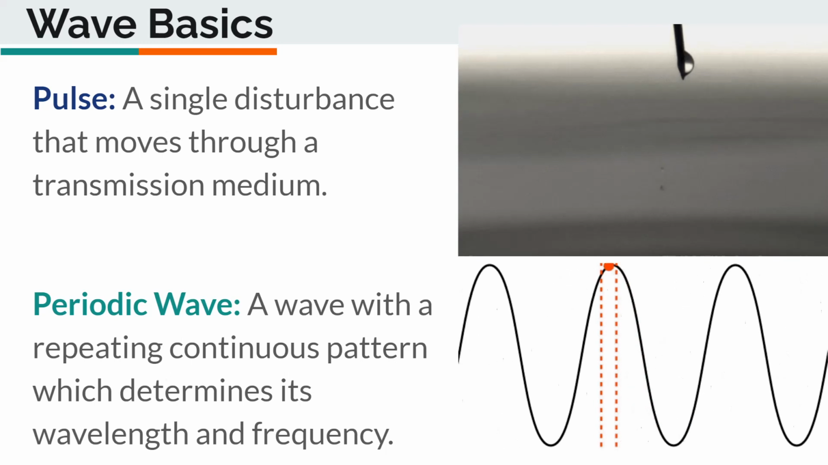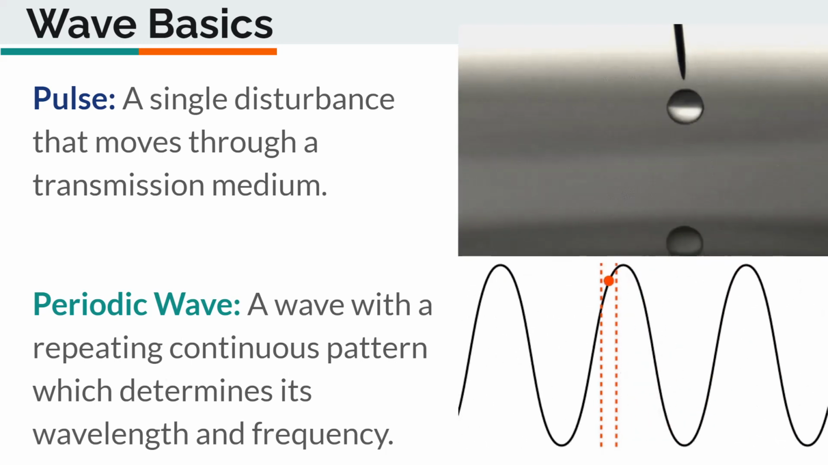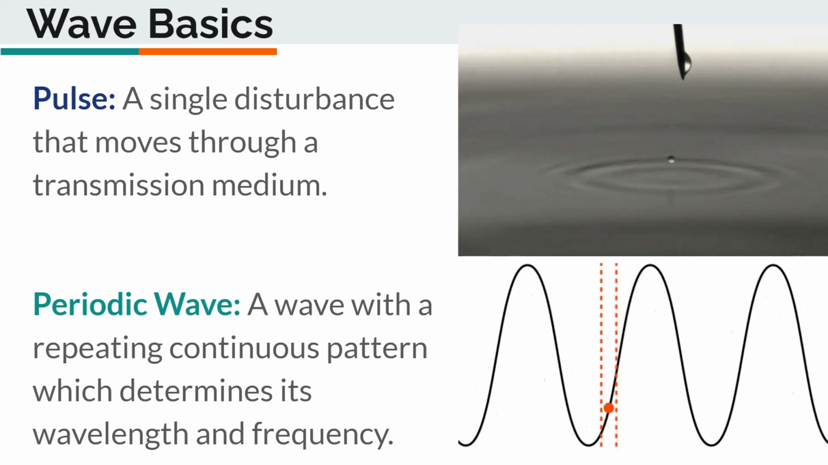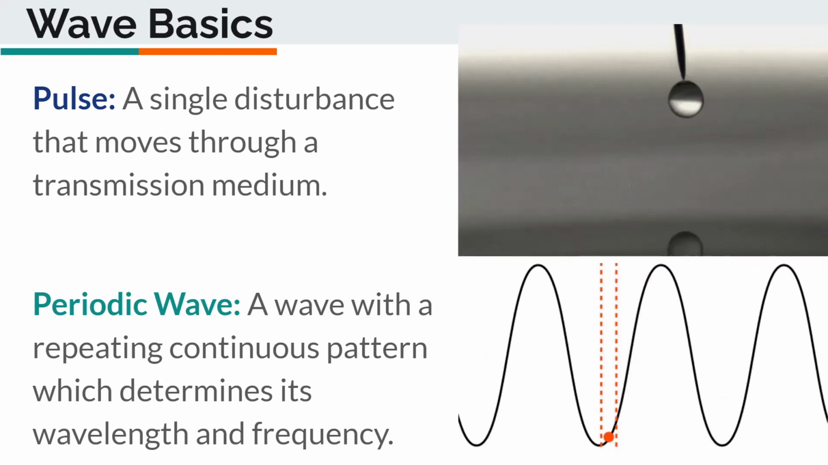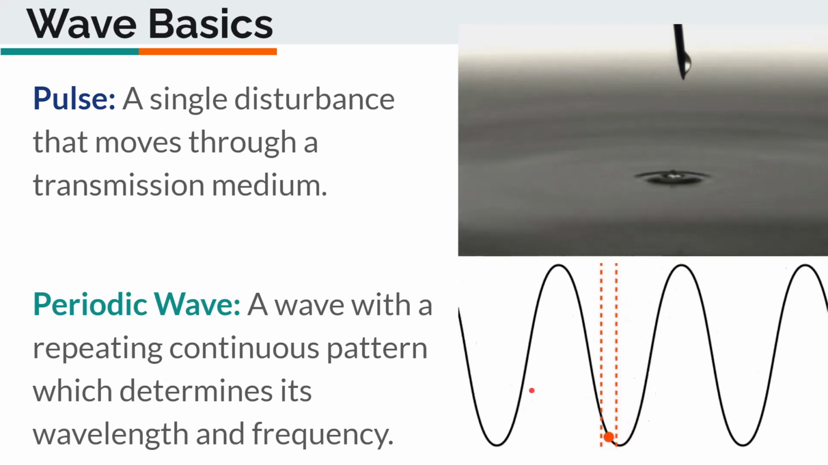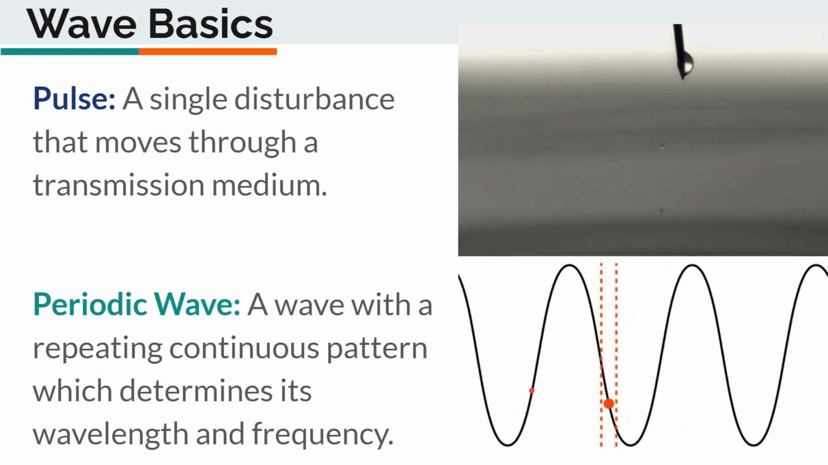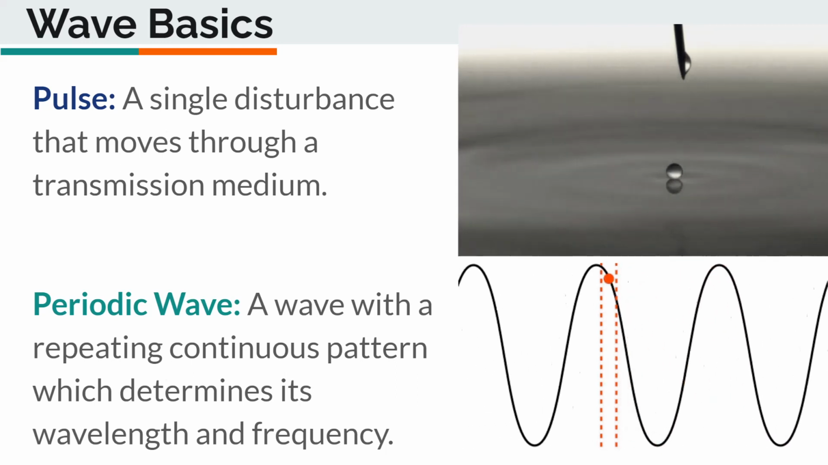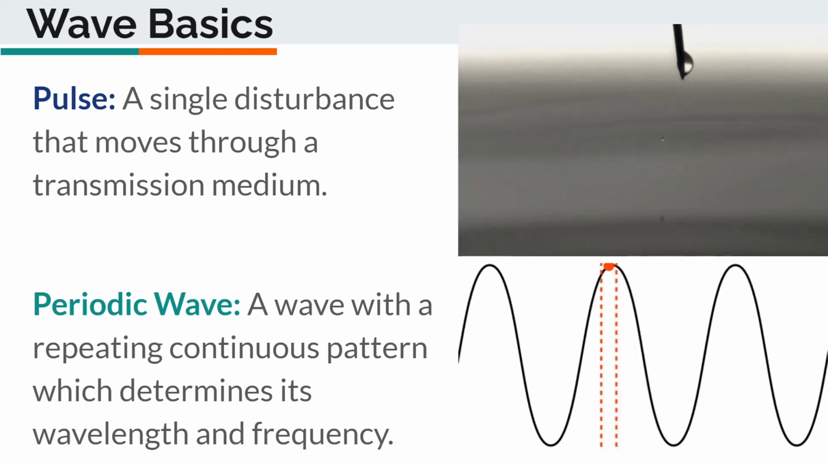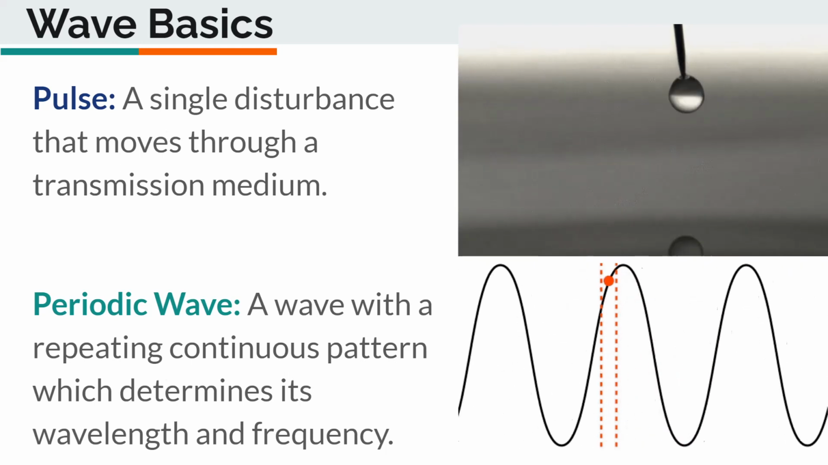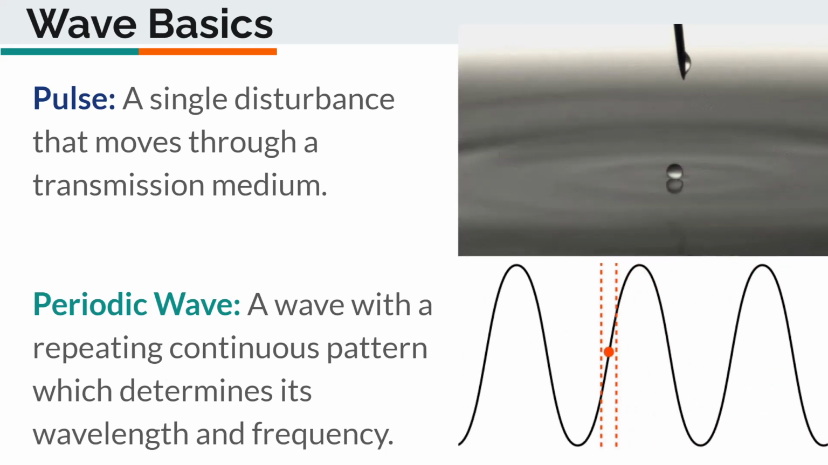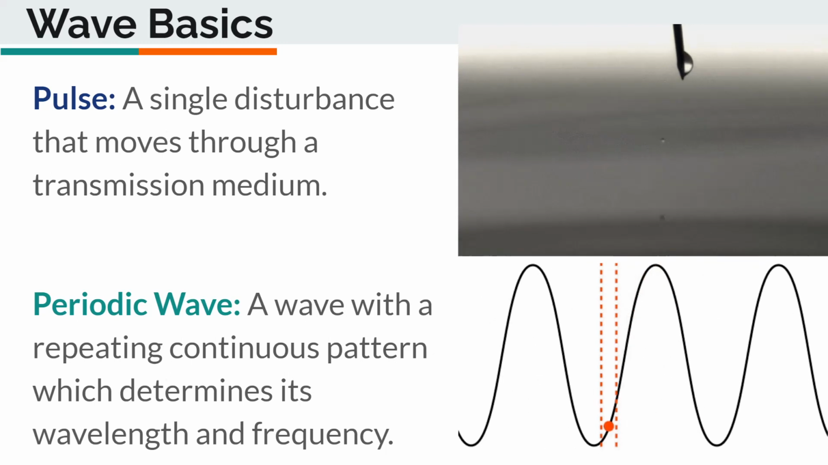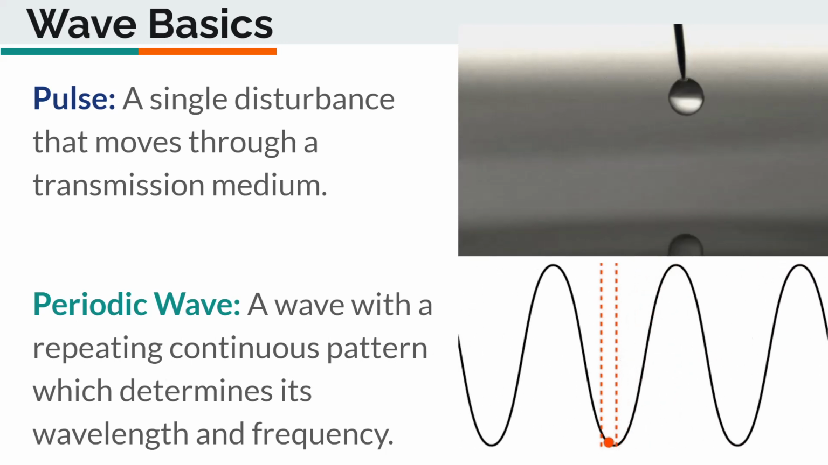A periodic wave, on the other hand, is a wave with a repeating continuous pattern which determines its wavelength and frequency. You can see in the image at the bottom, this has a very regular pattern to its motion, to its oscillation, its shape, all of that. And so that would be a periodic wave. If you're jotting down definitions, pulse and periodic wave are both kind of new definitions. I know periodic wave may have been in the reading yesterday, but if not, write it down in your notes today.